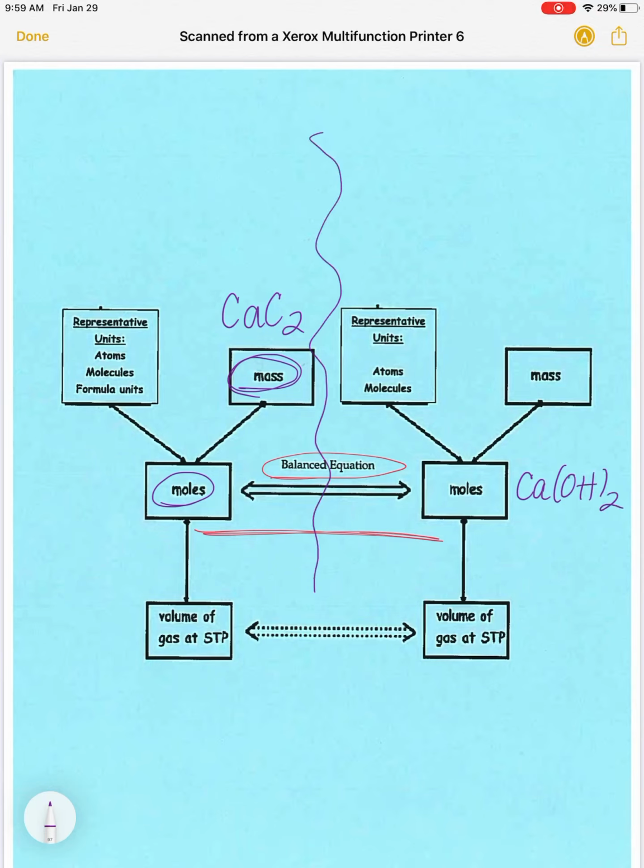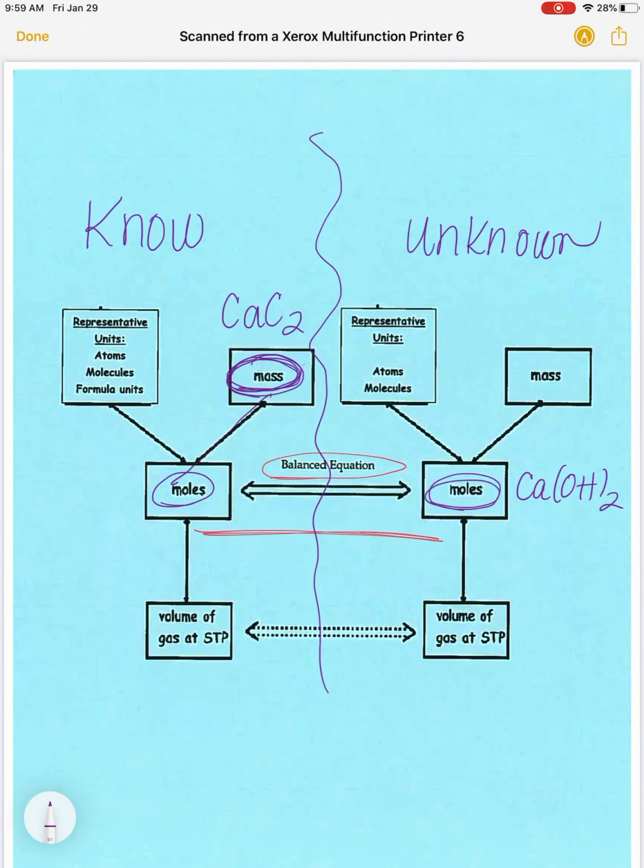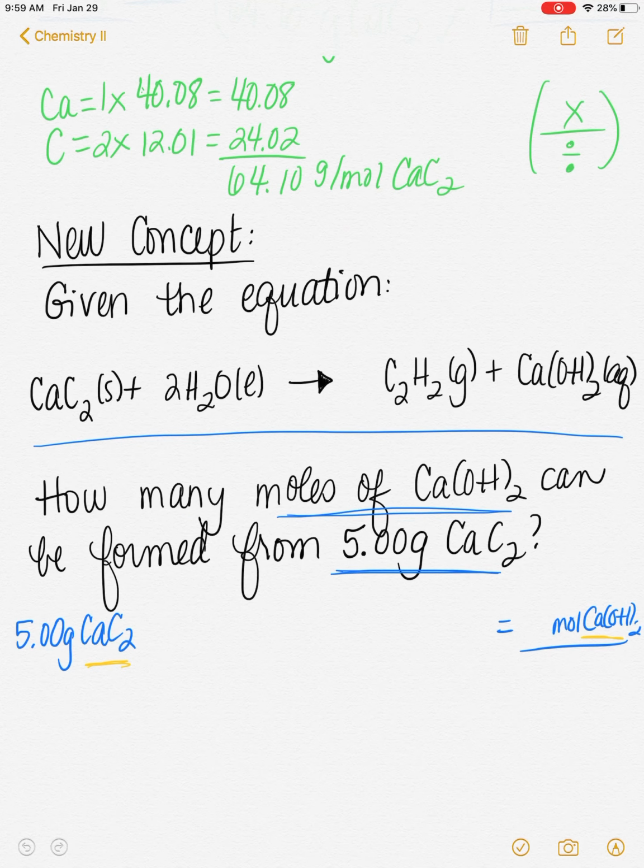It's kind of like you can take this double mole map and divide it up between the substance you know, and the unknown or new substance that you're trying to convert to. So if I look at this map, to get from grams of CaC2 to moles of CaOH, I'm gonna have to take 2 steps. I'm gonna have to go from grams to moles of CaC2, and then from moles of CaC2 to moles of calcium hydroxide. So let's go back and set that up in our problem.